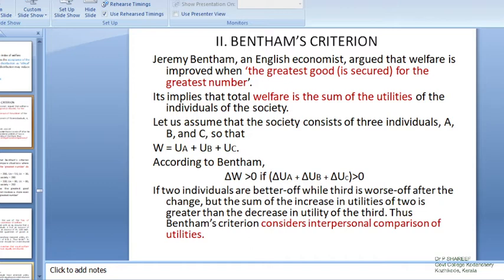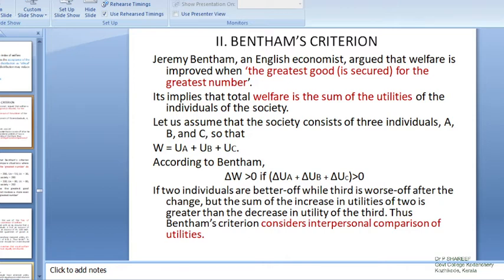Let us assume that the society consists of three individuals, A, B and C. Then total welfare will be the sum of utilities derived by these three individuals. That is, W is equal to UA plus UB plus UC. According to Bentham's criterion, change in welfare is positive if change in utility of A plus change in utility of B plus change in the utility of C is greater than 0.